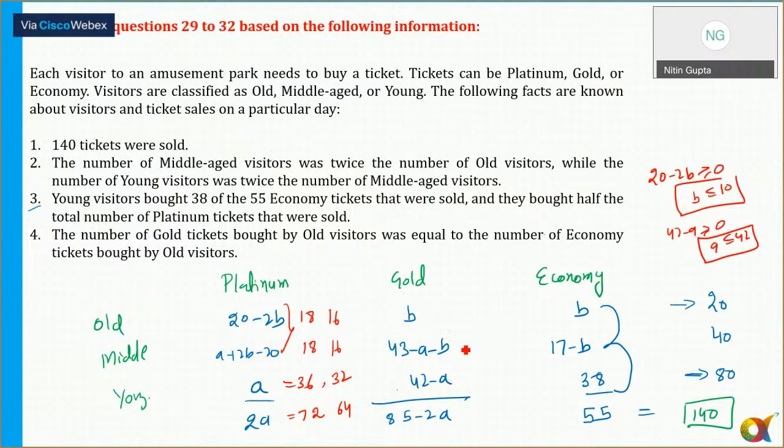Maybe something which I have missed out. I need to check that. Just give me a minute here. 20 minus 2B, it has to be equal to A by 2. Okay. So 20 minus 2B is equal to A by 2.